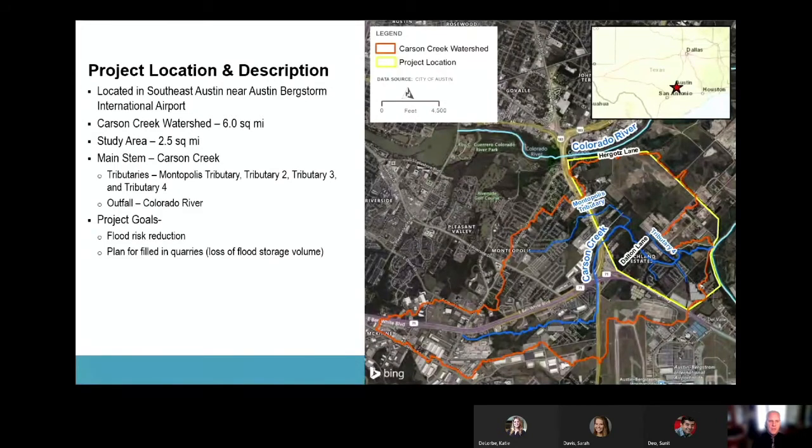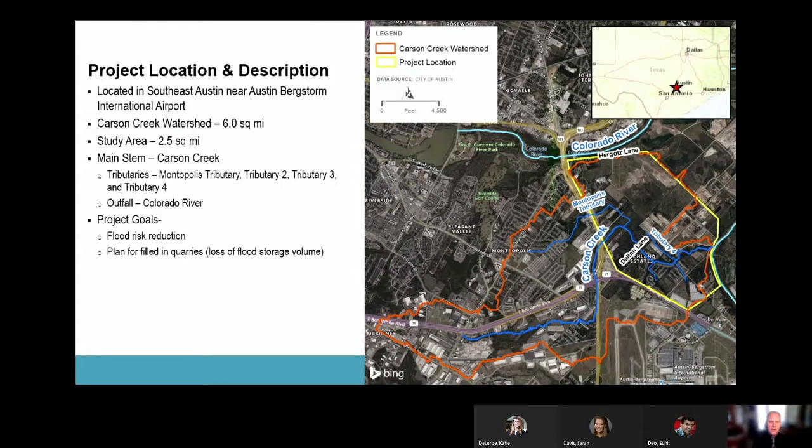The project is located in the southeast part of Austin, Texas, near Austin Bergstrom International Airport. Austin is subject to flash flooding and is part of what has been called Flash Flood Alley. The Carson Creek watershed is one of more than 50 watersheds in Austin and has a drainage area of 6 square miles. The study area is a little less than half the watershed area at approximately 2.5 square miles and includes the main stem of Carson Creek, the Montopolis tributary, Tributary 2, Tributary 3, and Tributary 4 of Carson Creek. Carson Creek flows into the Colorado River.